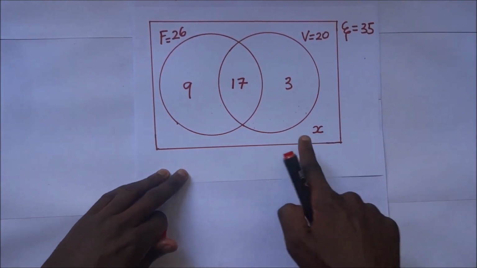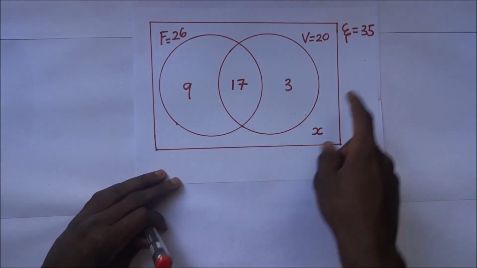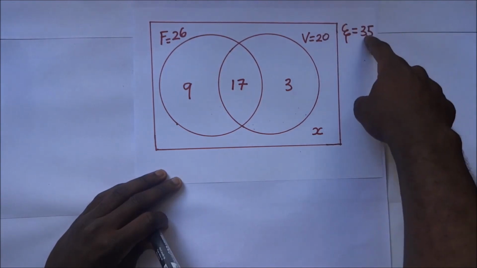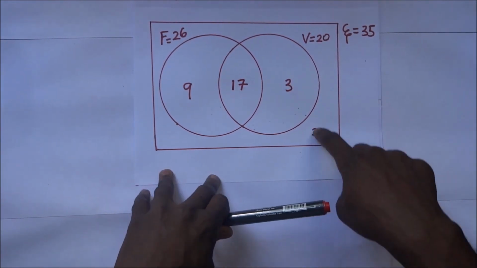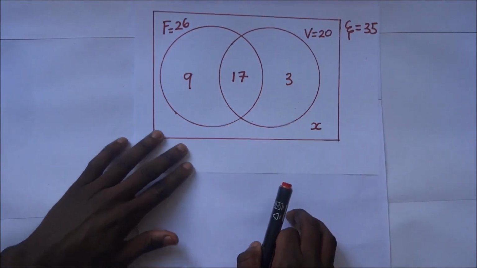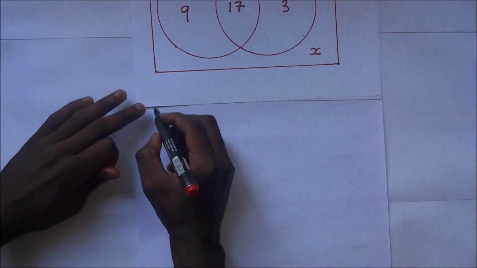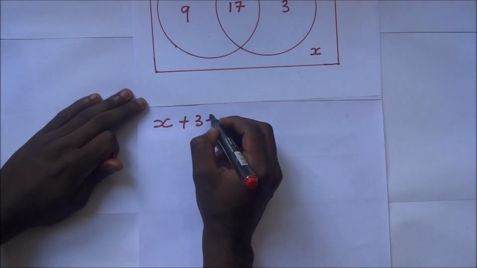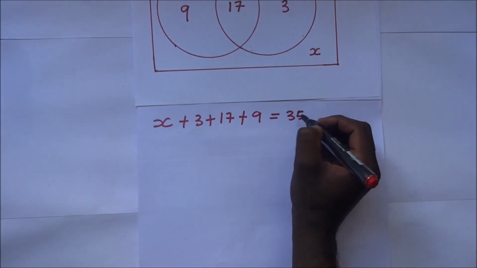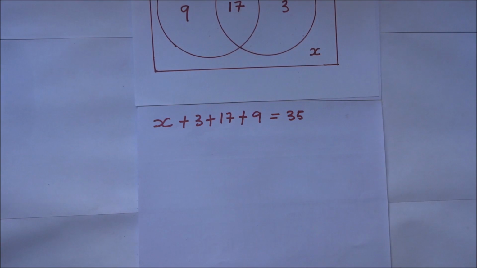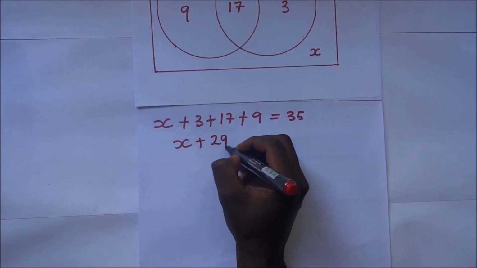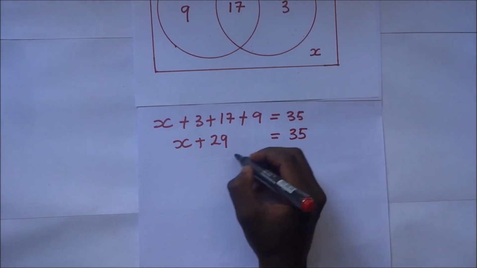So we are required to find the value of x. To find the value of x, this 35, we write it outside here, meaning that everything that is inside here should equal 35. So x plus 3 plus 17 plus 9 should be equal to 35. That's how we're going to get the value of x. So x plus 3 plus 17 plus 9 should give us 35. And our answer there is going to become x plus 29 is equal to 35.